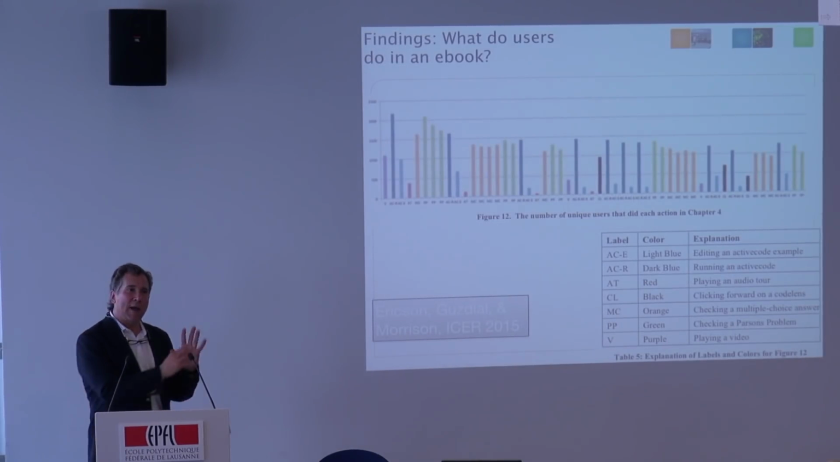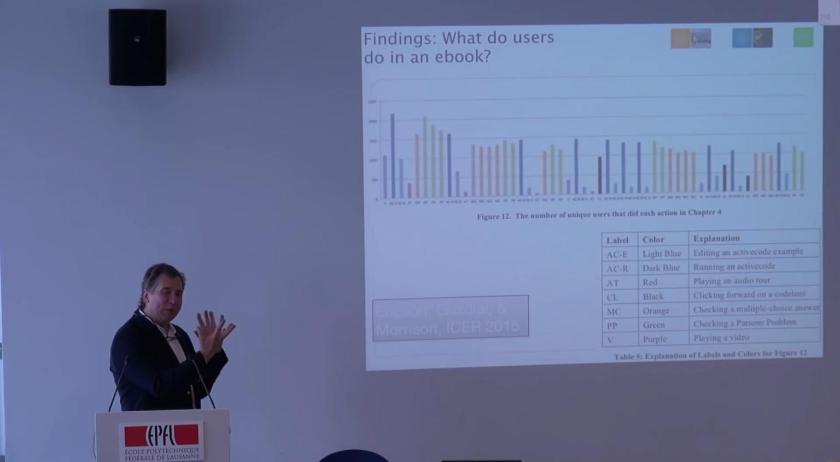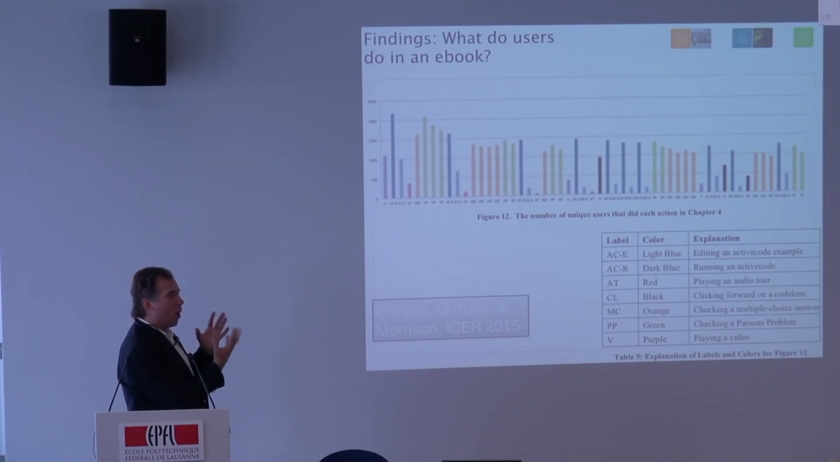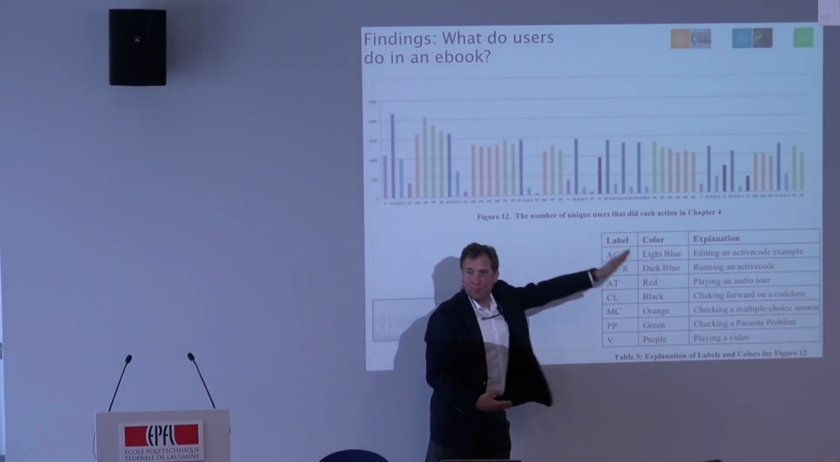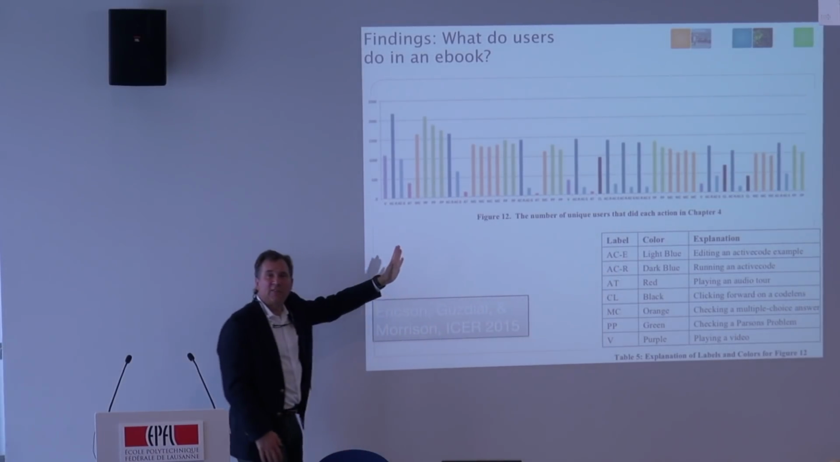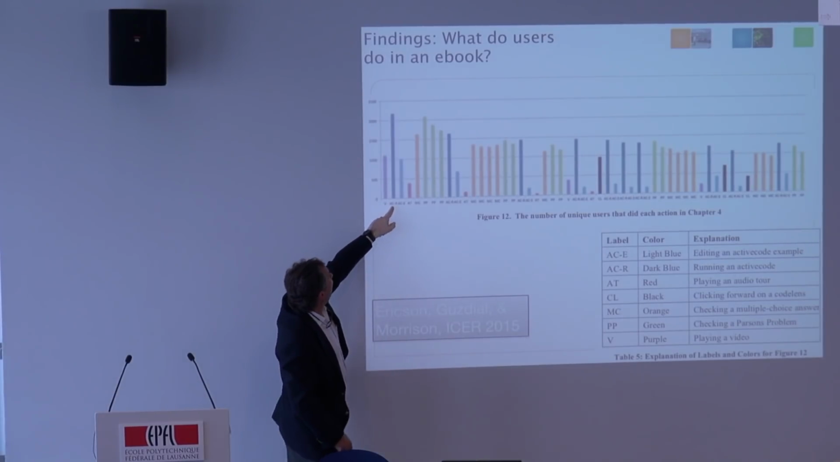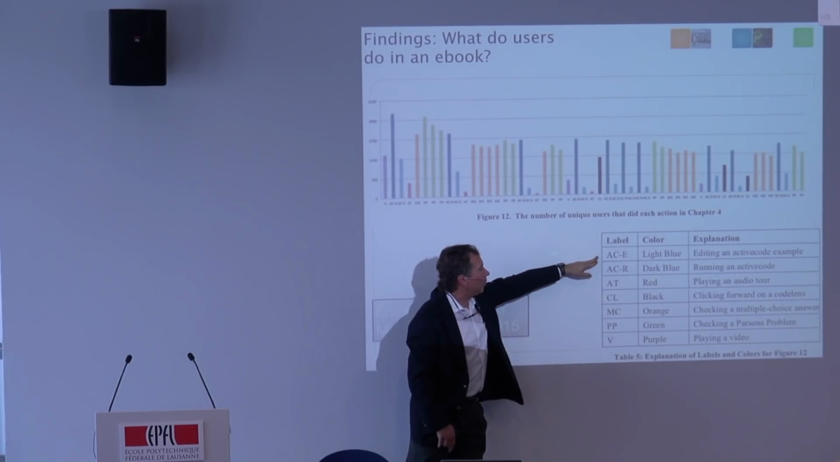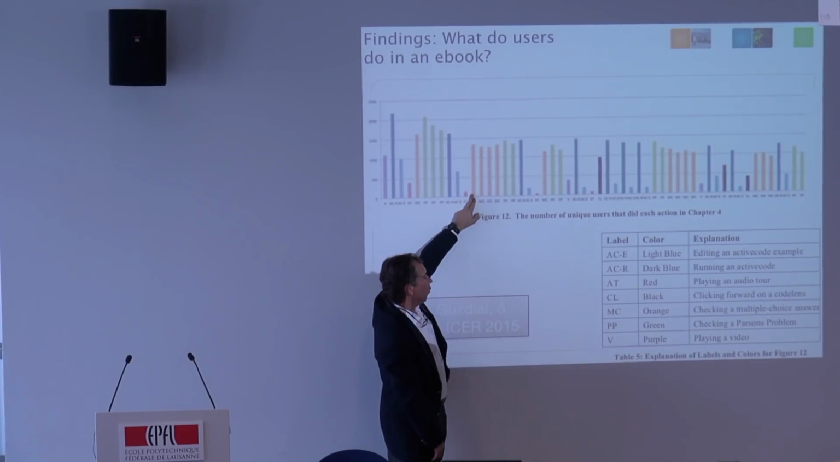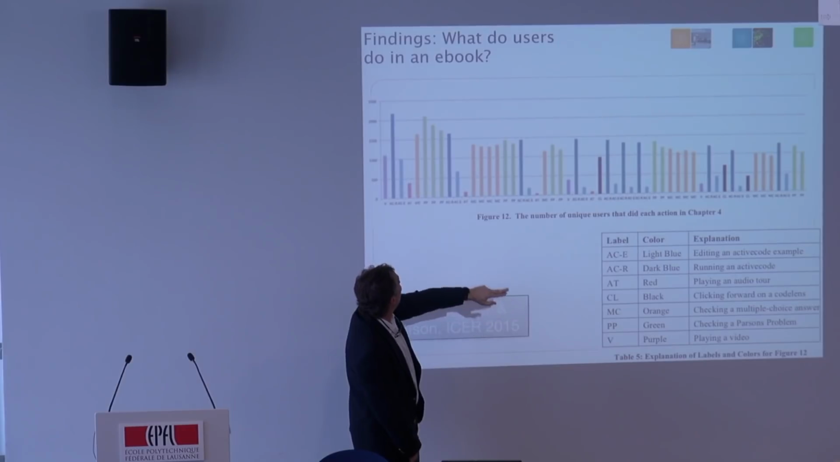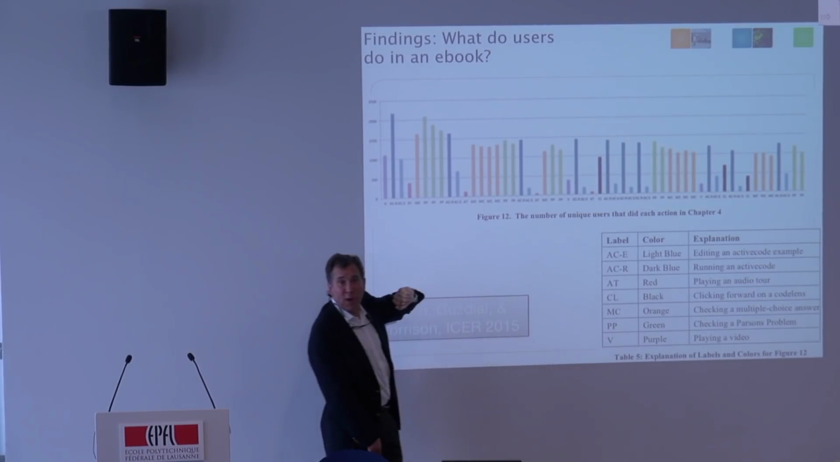So this is a really bizarre graph, but I think that it's a fascinating one. This is, for one of the chapters in our ebook, all of the activities from left to right. And the color indicates the kind of activity it is. So this is watching a video. ACE, that's editing code. An orange one here, that's checking a multiple choice question. The green ones here, those are Parsons problems.